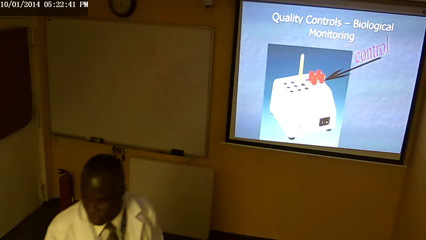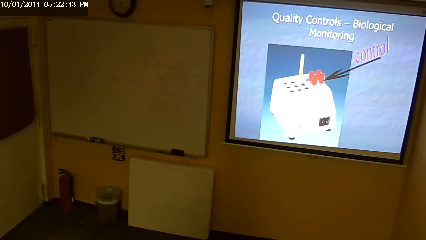So if your control doesn't test positive, there are two possibilities. Either the organism was already dead before you put it into the machine, or the machine is not working properly. Why? Because it's not giving the organism the conditions it likes to grow, survive, and reproduce.